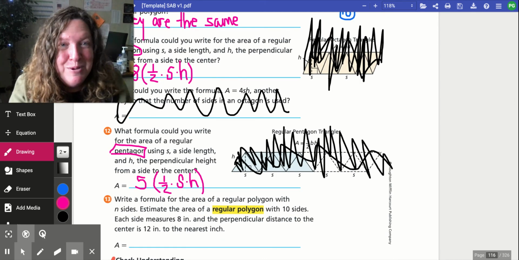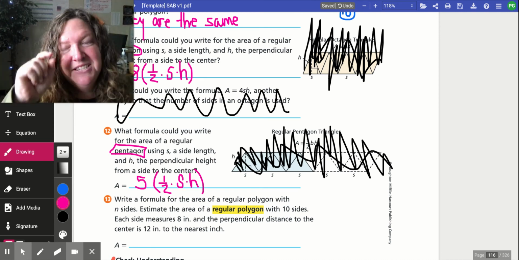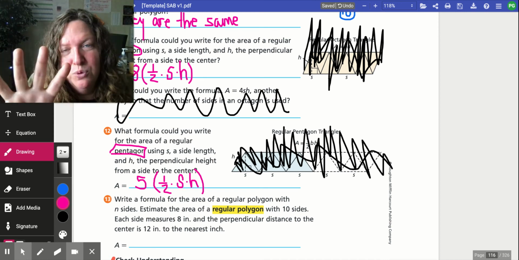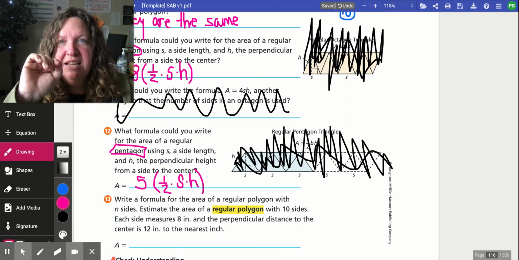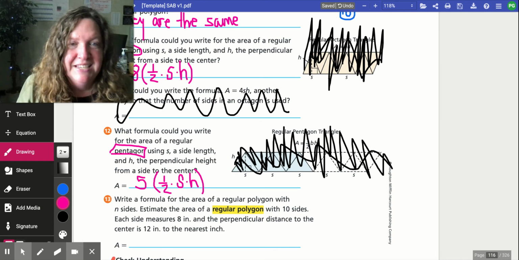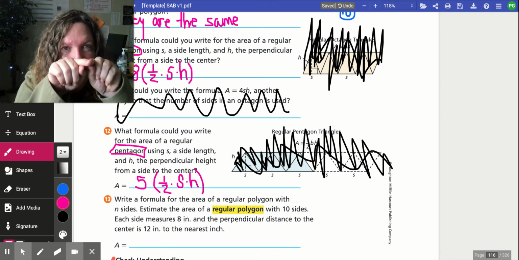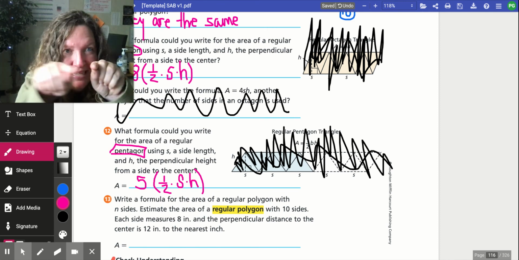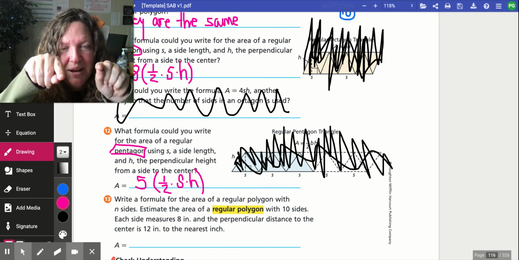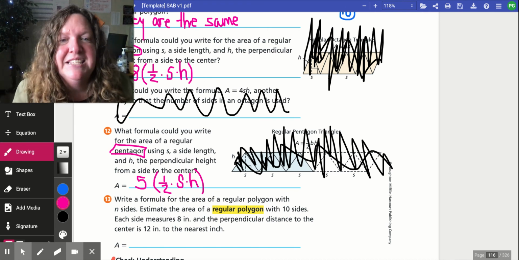All right. I hope you notice it looks a lot like our answer number 10. Instead of starting with 8 groups of, we need 5 groups of, because a pentagon has 5 sides. That means it has 5 triangles in it. So it's 5 groups of the base, which we're calling side, times the height, cut in half because it's a triangle. So 5 groups of a half times the side times the height.